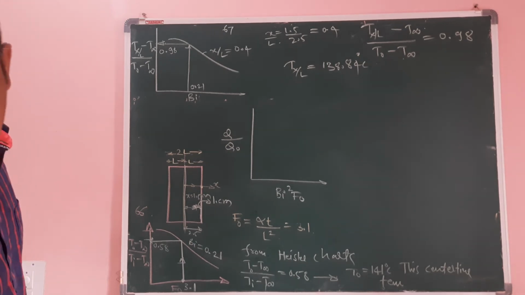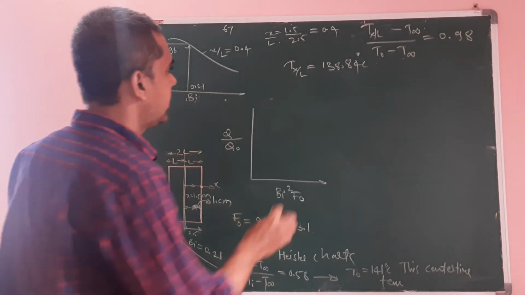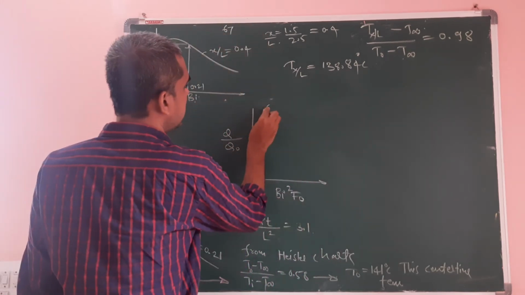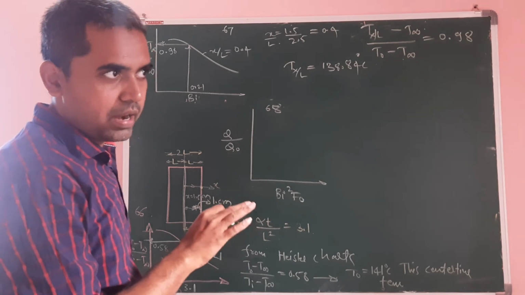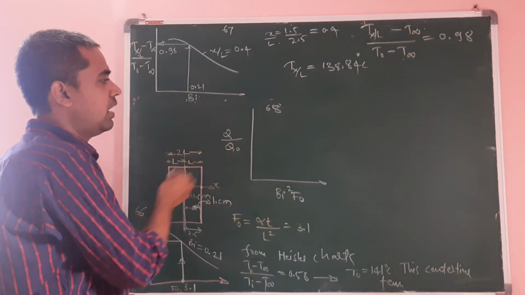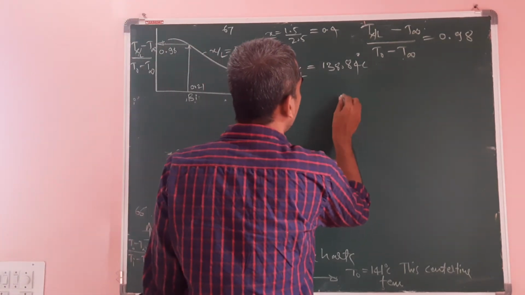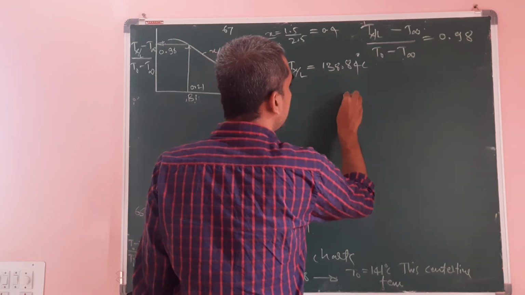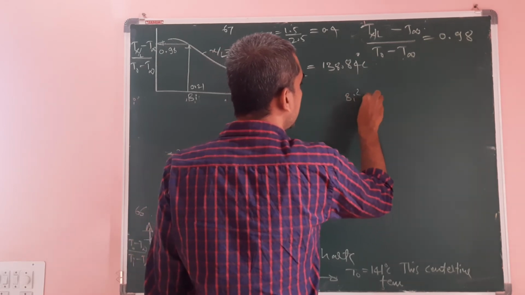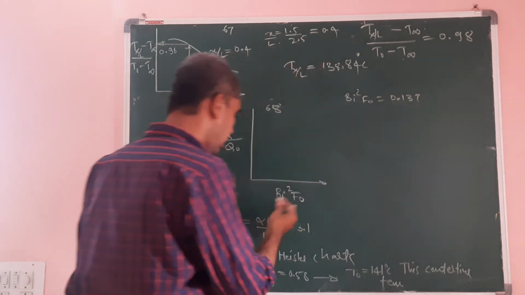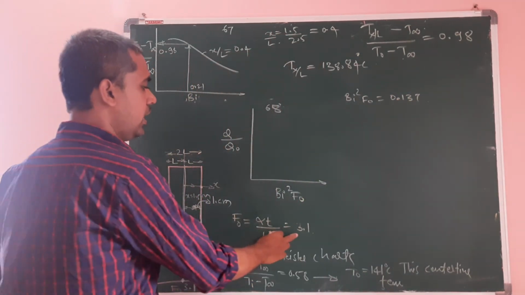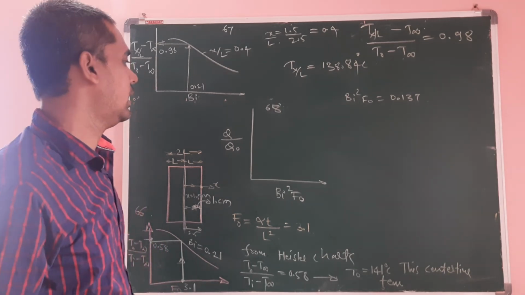This is on page number 68, and it is for a flat plate. For a flat plate you have to refer to it, because this is the flat plate we are considering. If you calculate Biot number square into Fourier number, you will get 0.137. We know Biot number is 0.21 and Fourier number is 3.1. If you calculate, you will get that.